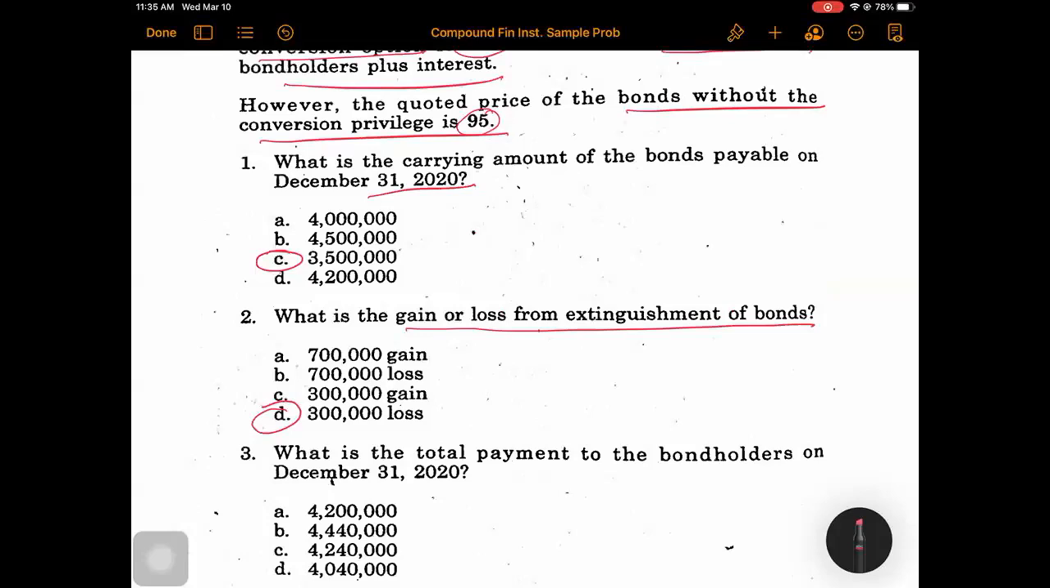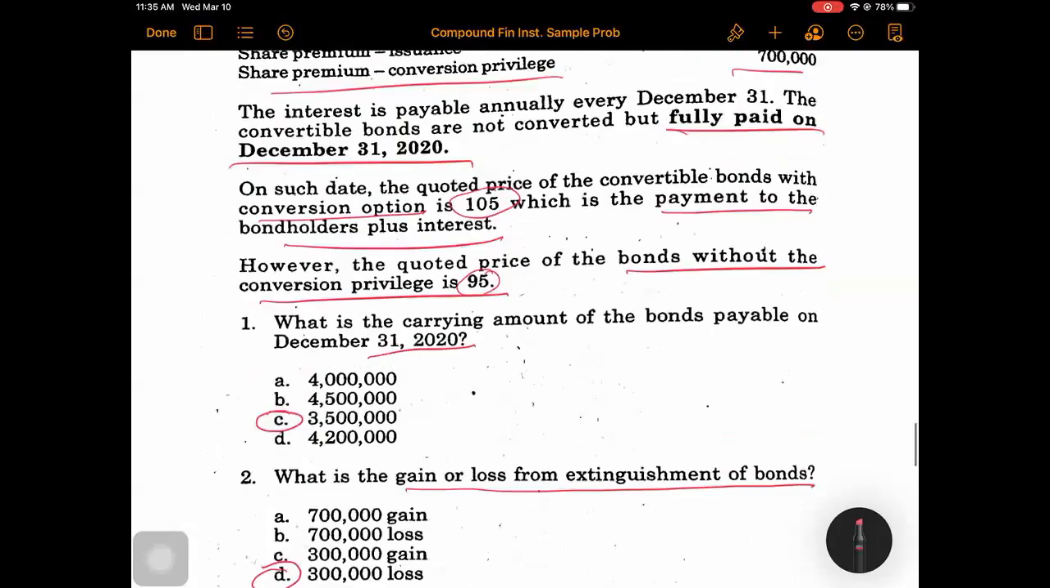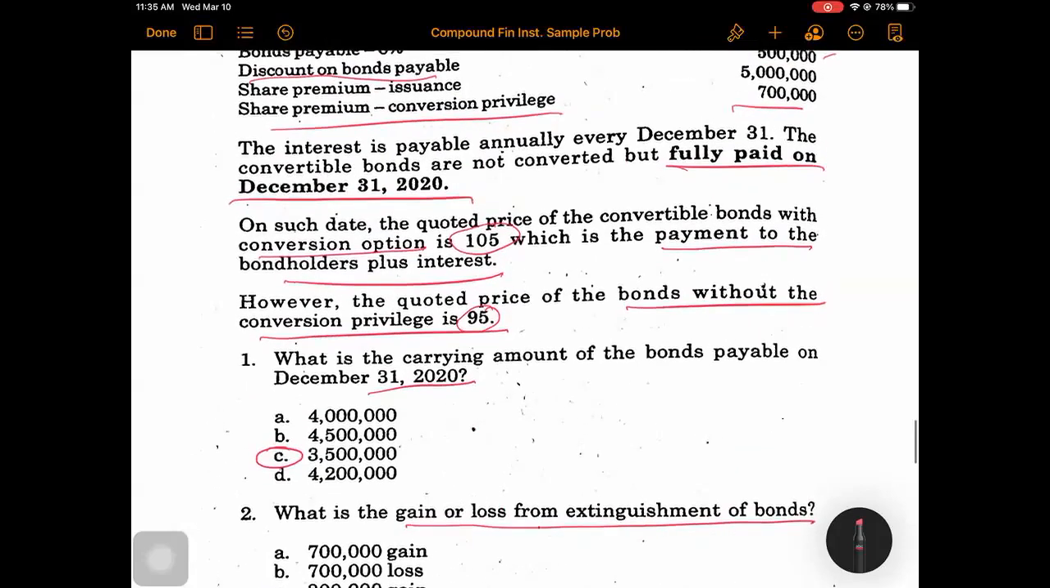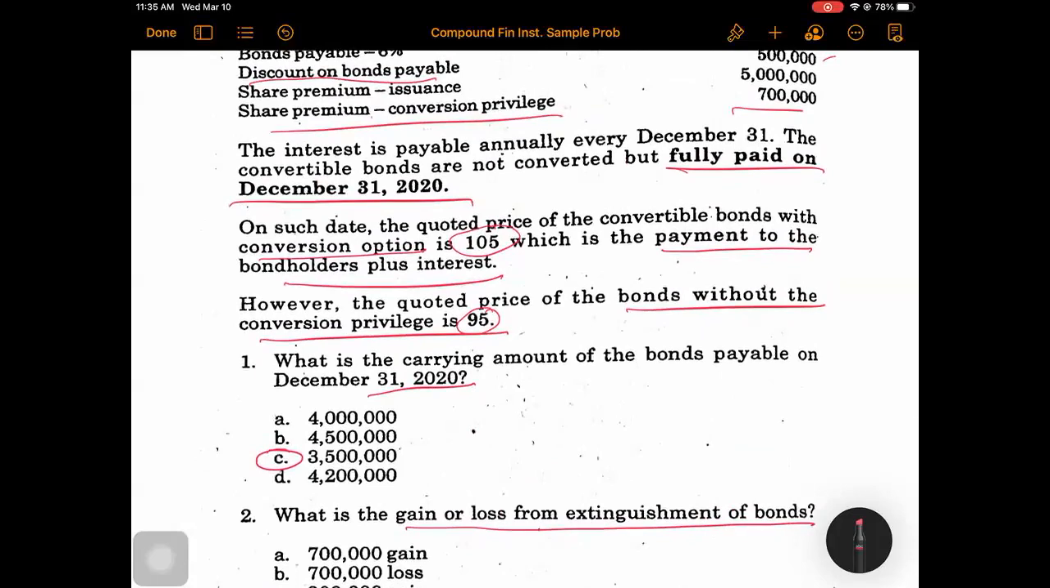Okay, sir, walay appeal ang interest dira, sir, nga bayaran. So actually, it's included. Basta ingon dire, 100 which is payment to the bondholders plus the interest. The quoted price of the convertible bonds with conversion option is 105, which is the payment to bondholders, okay, plus the interest.